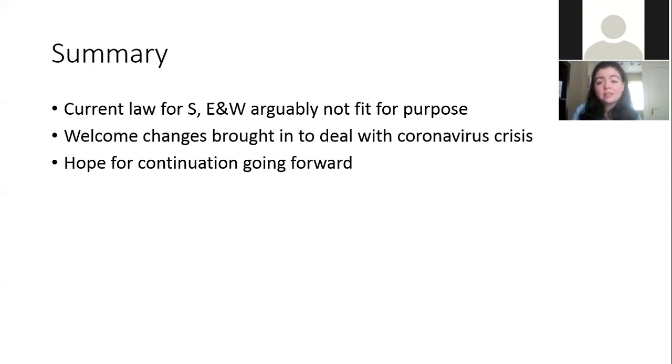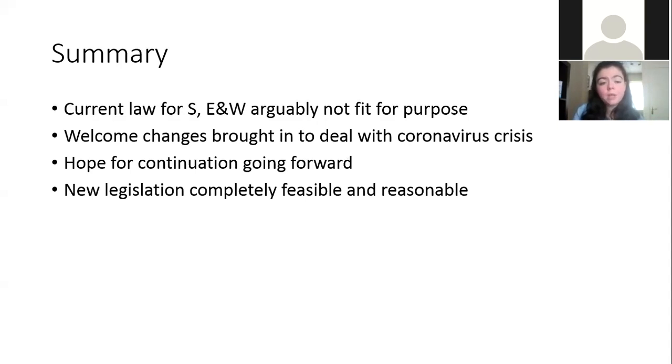And I'm hoping this will have some momentum for continual change. And if we do continue the coronavirus changes, maybe that will be a step in the right direction for considering further change in Parliament. And in my opinion, new legislation is completely feasible and reasonable, and the need for new legislation shouldn't be a reason not to consider decriminalising it.